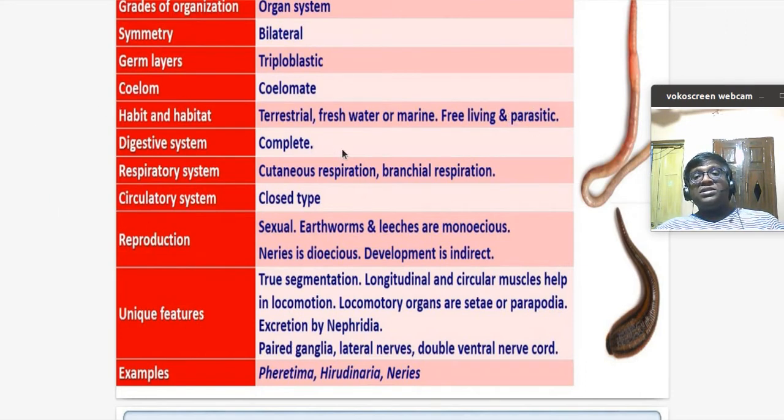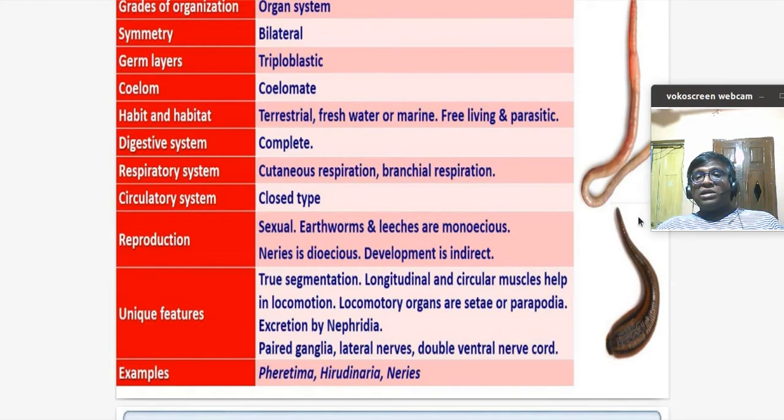So earthworm and leeches, they are hermaphrodites or monoecious. Nereis example is dioecious. Male Nereis is separate, female Nereis is separate. Development is indirect because they have larval stages. Unique features, what you notice is metamerism or true segmentation. Then they have longitudinal and circular muscles which help in locomotion.